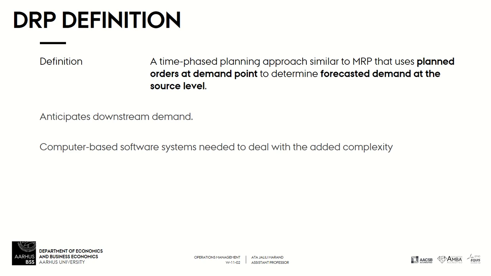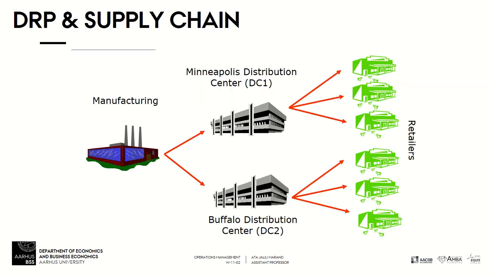And we'll see how similar MRP records and DRP records are and how they can be used to calculate or come up with some forecasted demand at source levels. In order to be able to use them in practice, there should be integrated information systems, computer-based software that enables implementation of such planning activities in supply chains.